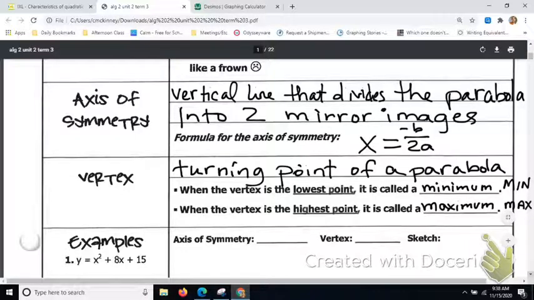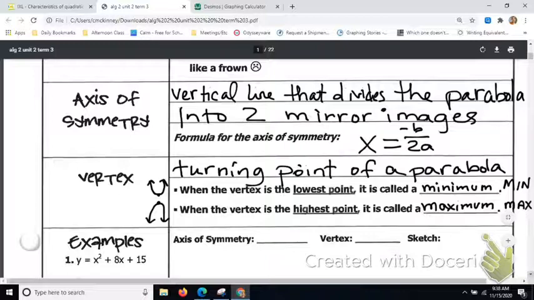I know. So the one that opens up has a min down here. The one that opens down has a max. It has a highest point. And in the other direction, they just keep going forever and ever. That's why they don't have a highest. The top one doesn't have a highest point. The bottom one doesn't have a lowest point.